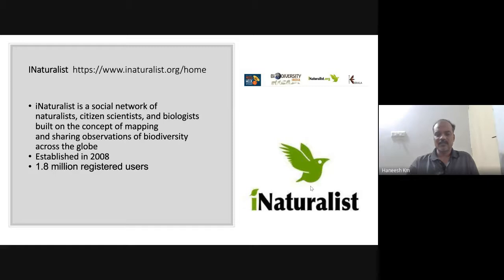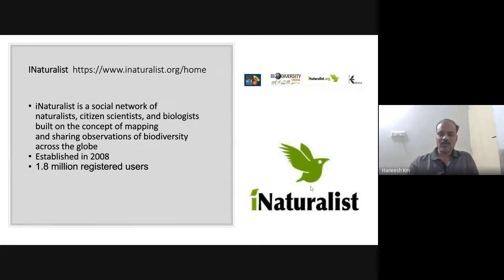It was established slightly earlier, in 2008, and presently it has around 1.8 million registered users. This is the number as of December 2020. So it's a huge network.